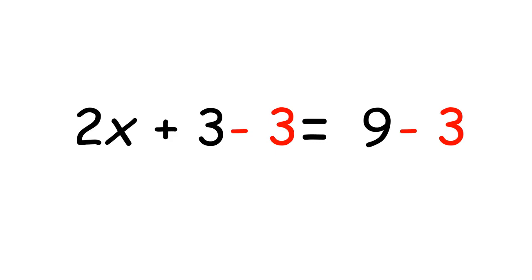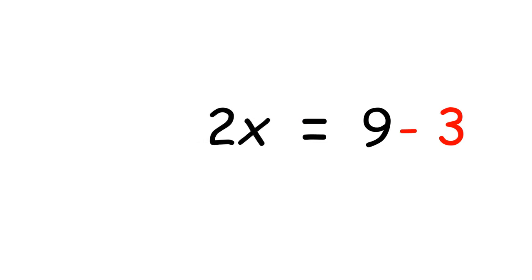The plus 3 and the negative 3 on the left side cancel each other out, leaving just our x term. And on the right side, 9 minus 3 is 6.